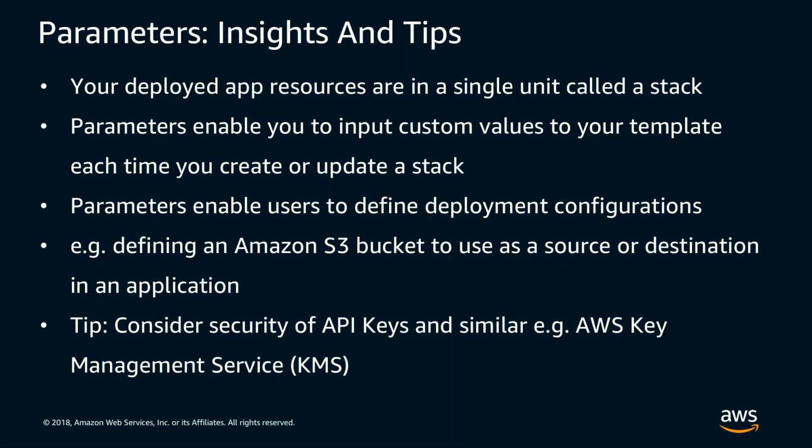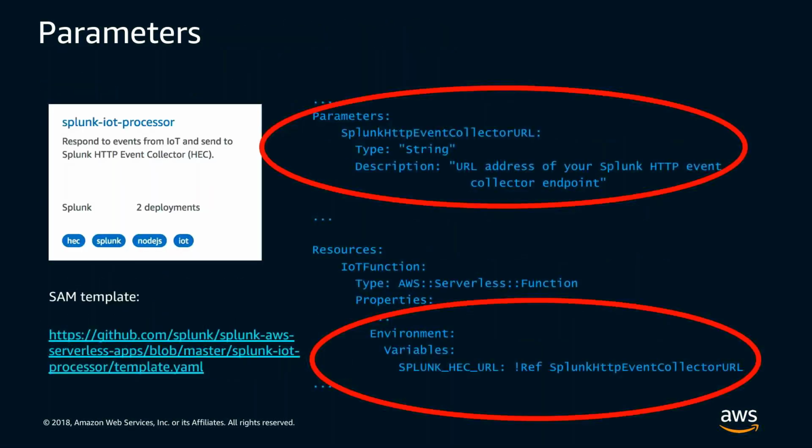One of the big things and a big tip here is consider security of things like API keys and similar. So if we've got the AWS Key Management Service, which can allow encryption and decryption of information, make use of that for information such as API keys for third-party services. There is an application called the Splunk IoT processor, which allows you to respond to events from IoT and send to the Splunk HTTP event collector.